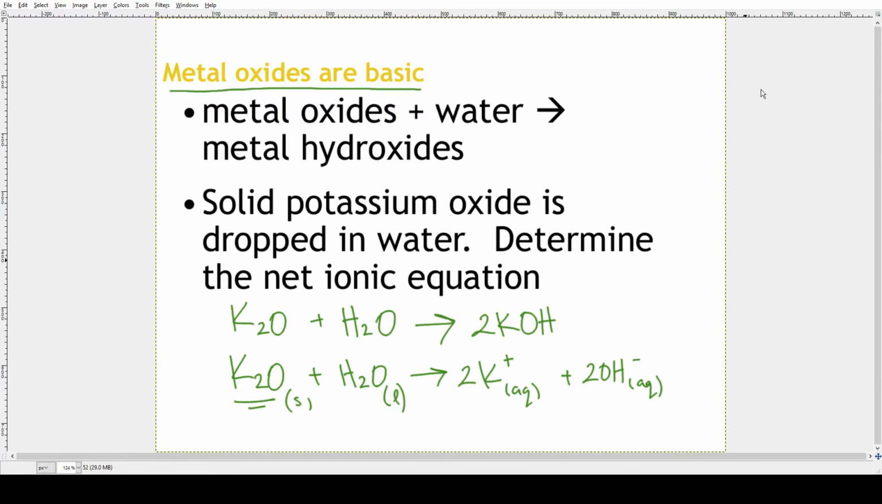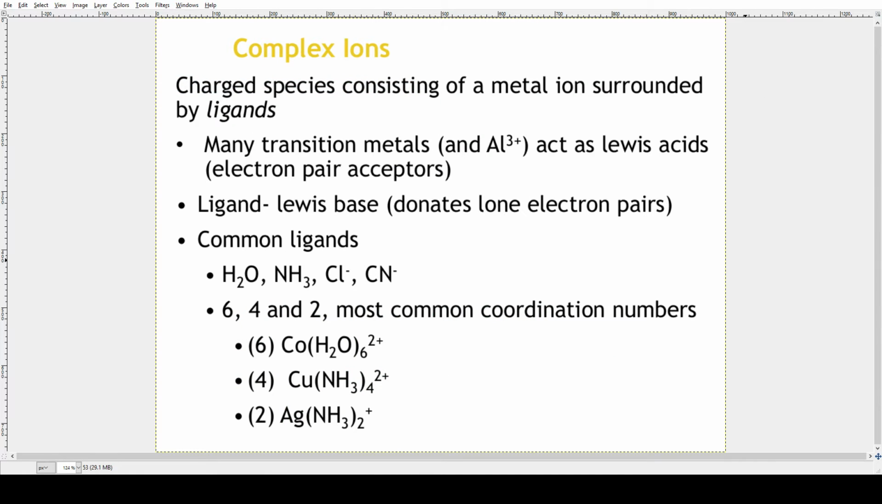All right, so next. Complex ions. Complex ions are charged species, so complex ions have a charge, and they consist of a metal ion surrounded by ligands. Many transition metals, including aluminum, which we don't consider a transition metal, will act as Lewis acids, where they will accept electron pairs. And then the ligands, which are surrounding the metal, will act as a Lewis base. In other words, they will donate electron pairs. Some common ligands would be water, ammonia, chloride, and cyanide.